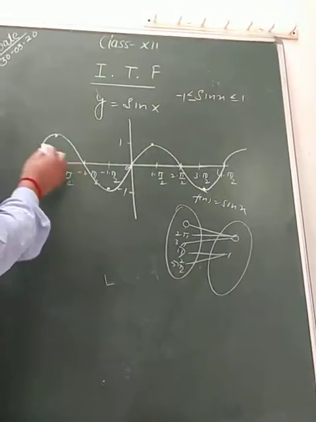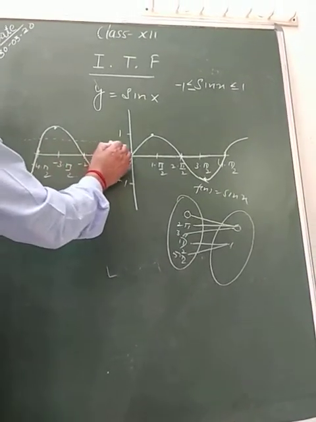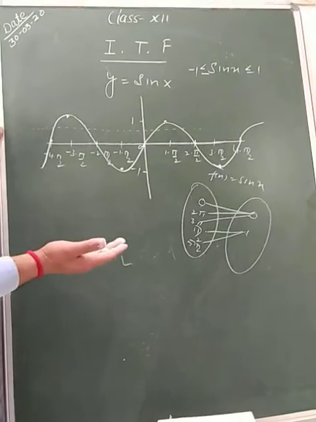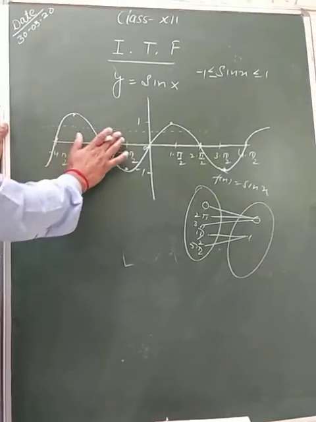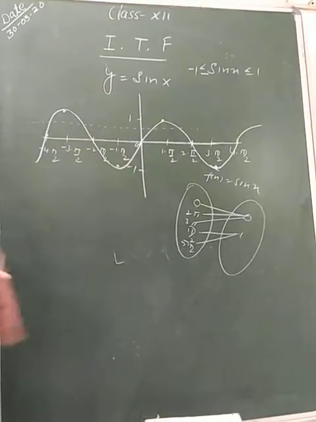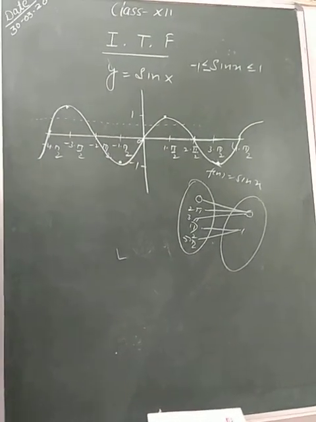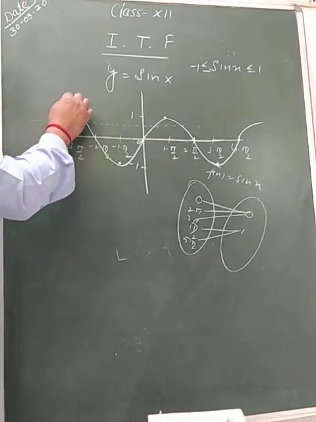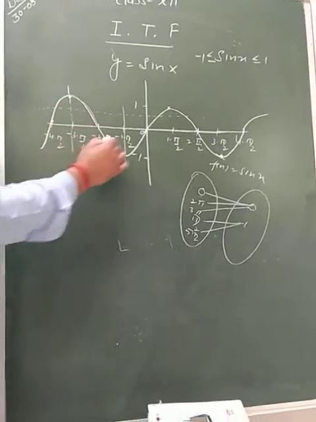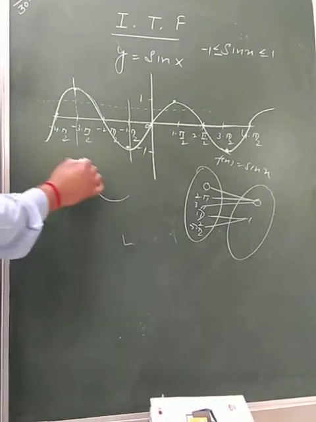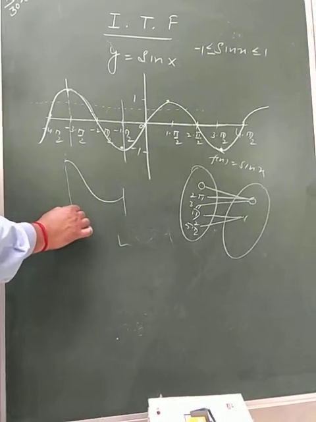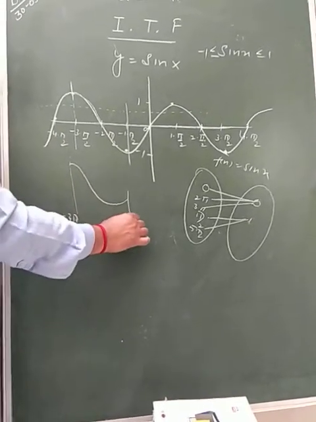Another example: you can draw a line parallel to the x axis. If it intersects at more than one point, that is not a function. So here you can see sin x is not a one-one function, but we will make it invertible under some restriction. We will divide it into different branches. Our first branch is minus 3 pi by 2 to minus pi by 2.